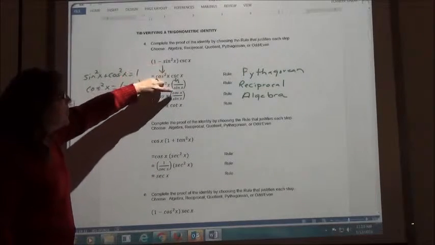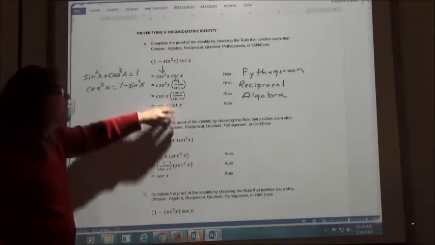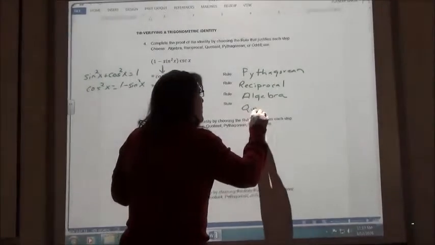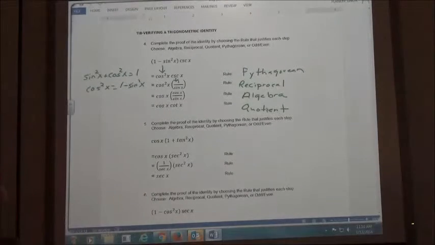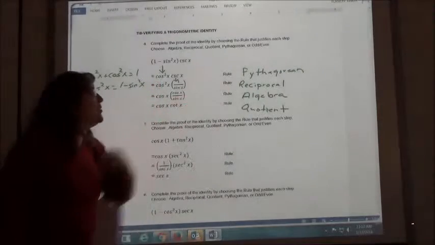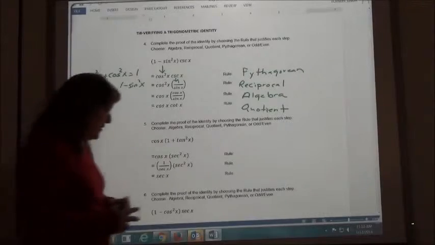Next part, I took my cosine of x over the sine of x, changed it to cotangent of x. That's one of my quotient identities. And so again, they're just having you look through the thing, write down what rule you're going to use. Later on, we're going to actually do this ourselves and put the rule, but they're going to solve some first and then just have you put the rules there.